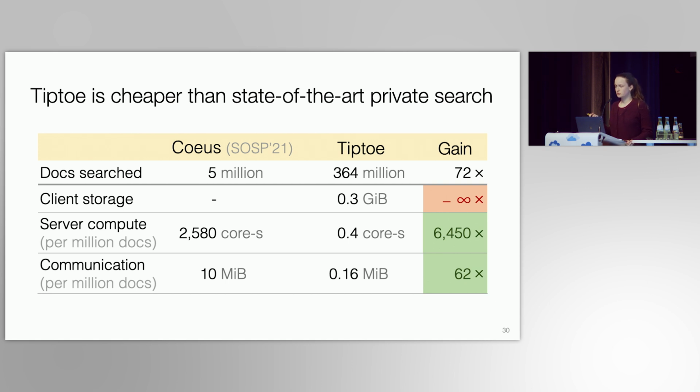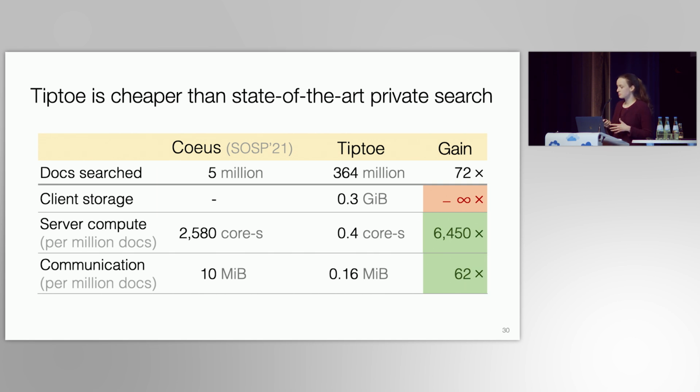Since Tiptoe searches over a public web crawl, we're searching over roughly 70 times more documents here, and so the compute and communication numbers that I'm telling you are normalized by the number of documents. What we see here is that Tiptoe requires 0.3 gigabytes of client storage, and this is exactly the embedding model and list of cluster centroids. But given this storage, Tiptoe improves on the server compute by a factor of roughly 6,000, and on the communication by a factor of roughly 60.